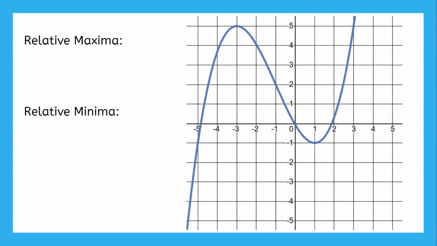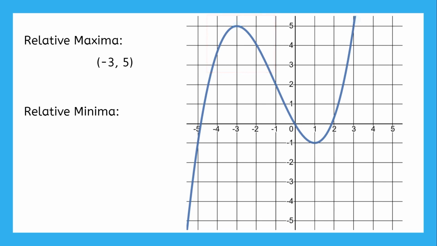What about this one? What are the maxima and minima here? The maxima is obviously this point at -3, 5. But wait a second. How could that be the maximum if these points over here are even higher? This is why we call it a relative maximum. It's the maximum relative to the points near it, even if it's not the maximum point on the entire graph.